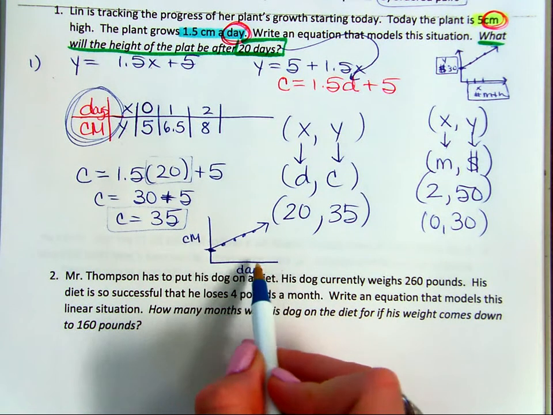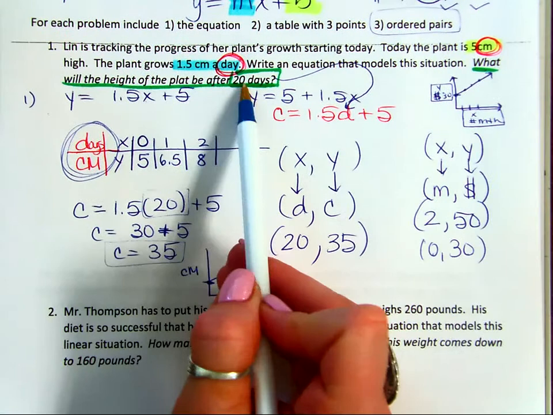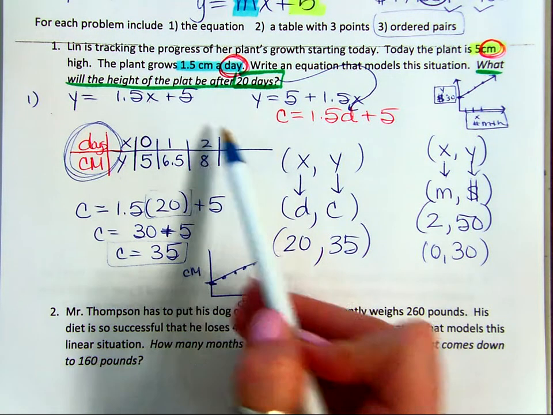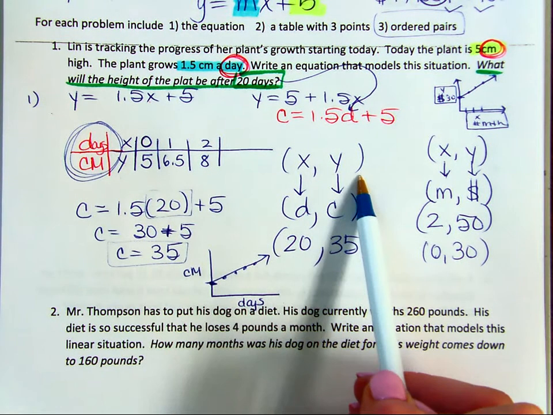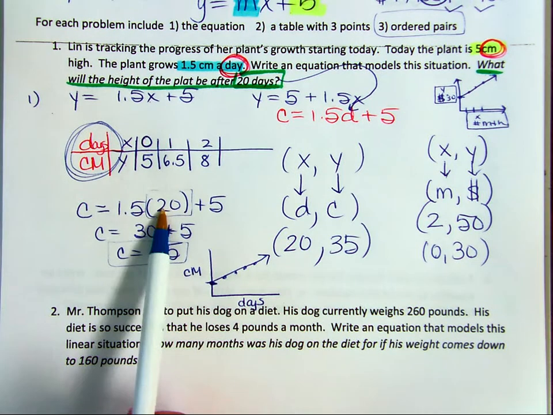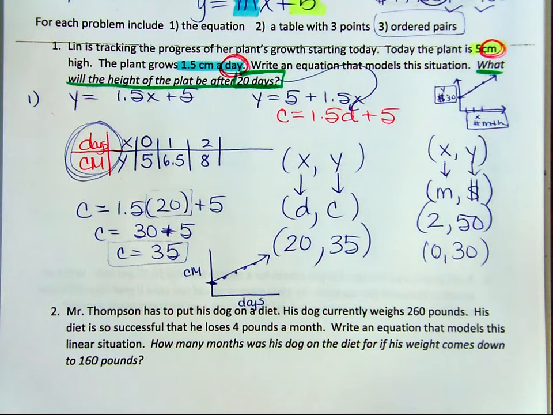No. Because here's the deal. There have been people, I promise you, in the past, in order to answer this question, they will make their table go to 20. And they will go 3, 4, 5, 6, 7, 8, and then we'll add 1.5 every single time. That is not necessary. We use algebra. We put a 20 there, we multiply it by 1.5, then we add 5. Got it? Okay? So are you good with that example?